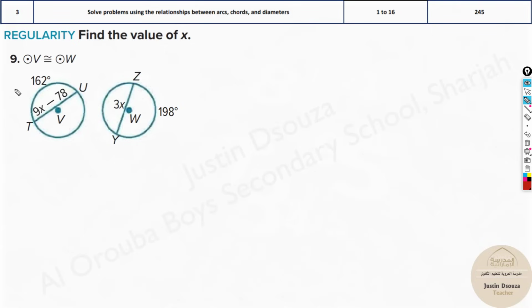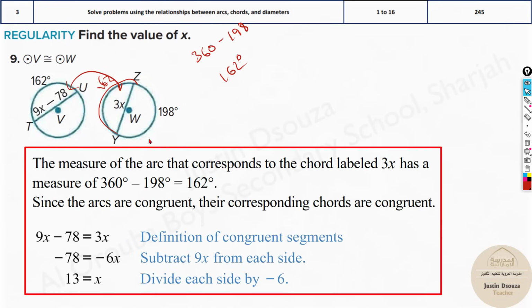Now here in this question, they have told circle V and circle W are congruent. And this chord is given and this is the angle 162. But what about this angle? It's not mentioned. So first find the measure of this angle, that is 360 minus 198. It will be 162 degrees. Now we know this is also 162. Now we can equate these both. If it was not the same, then no, it was not possible to equate it. So please keep that in mind. In this case, yes, we can equate, but first you need to find the angle and then equate it up.